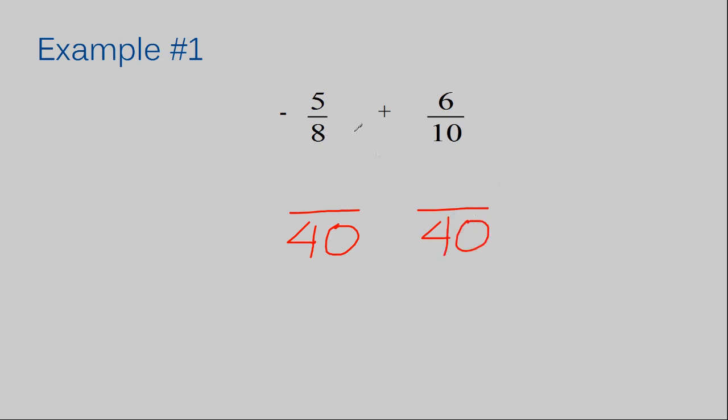To go from 8 to 40, I multiplied 8 by 5, so that means I need to do the same on the top. My numerator is going to become 25. To go from 10 to 40, I had to multiply by 4. I'm going to do the same on top. My numerator is going to become 24. Now I'm going to add my negative sign back in front of my first fraction, so it's going to become negative 25 over 40. There we go.